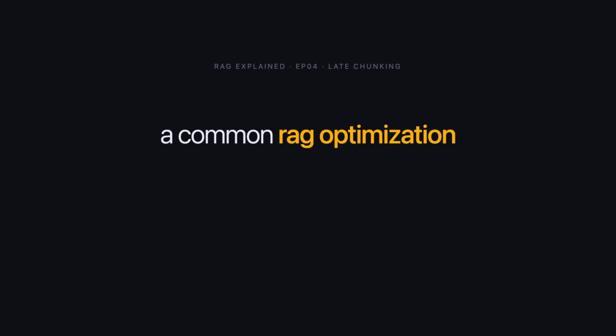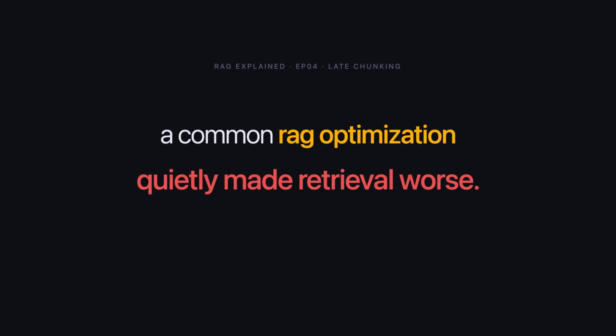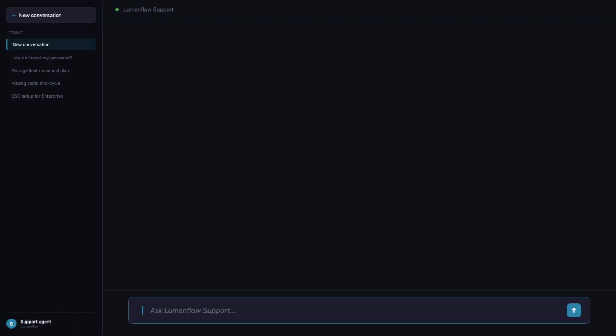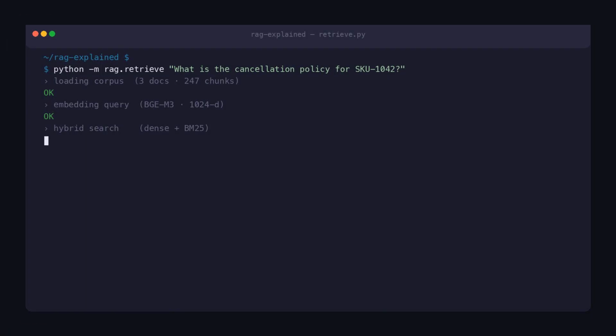A common RAG optimization quietly made retrieval worse. Here's the experiment. Imagine a customer support engineer searching her company's docs. What's the cancellation policy for product SKU1042? Last episode we got that one right.